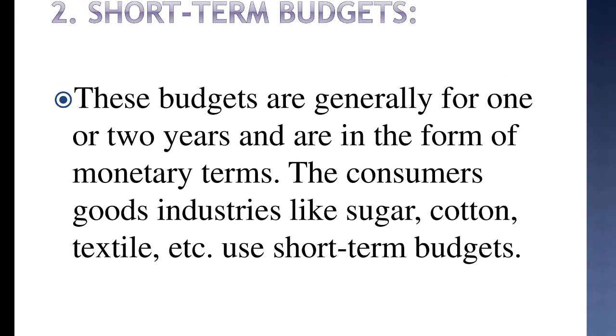Short-term budgets. These budgets are generally for 1 or 2 years and in monetary terms. Consumer goods industries like sugar, cotton, textile, etc. use these short-term budgets, because these are mostly FMCG goods. Depending upon the marketing scenario, they keep changing the budget. It will not be fixed. It keeps changing according to what is happening in the market, and they change the budgets immediately.